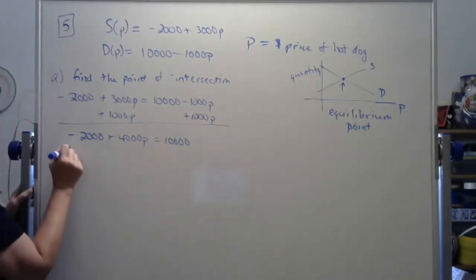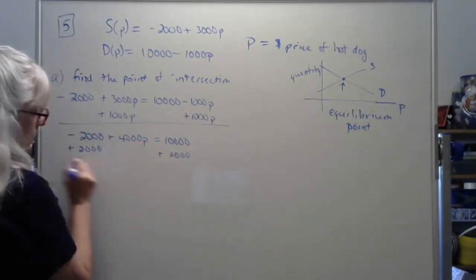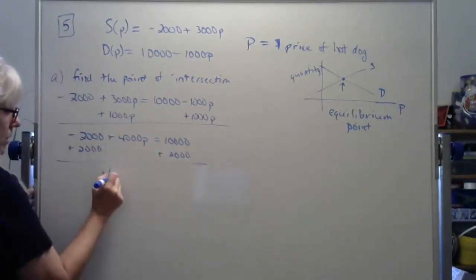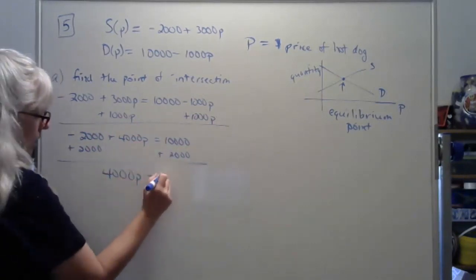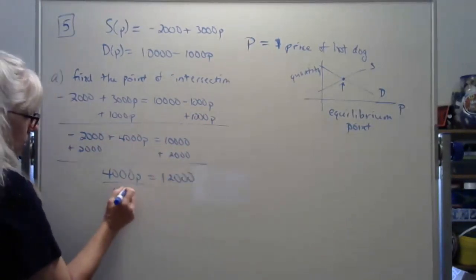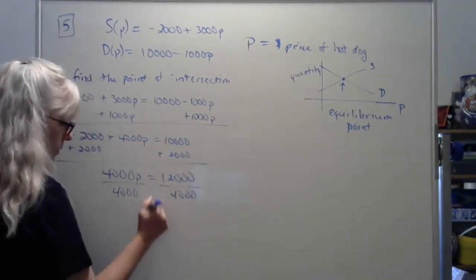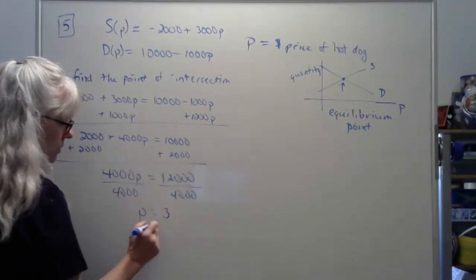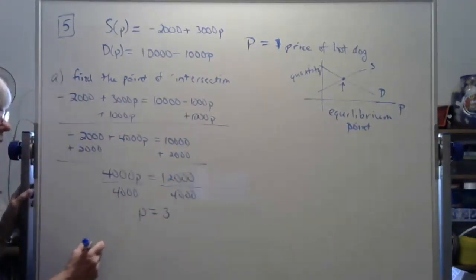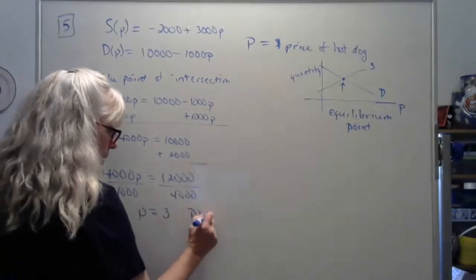And then we'll move the 2,000 back. So we get 4,000 P equals 12,000. And then when you divide, you get a nice number. So it works out in the end. So 12,000 divided by 4,000 comes out to be 3. So what this is saying is that we're going to sell the hot dogs for $3 a piece. So the price of the hot dogs is $3.